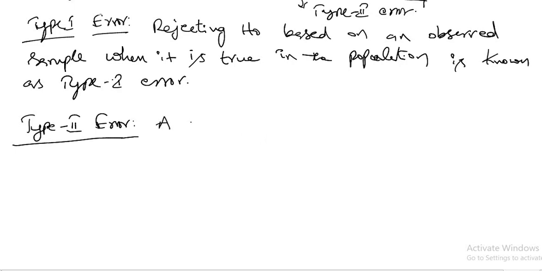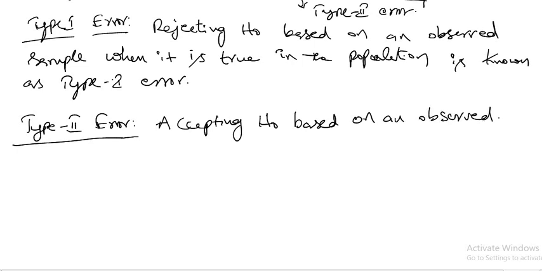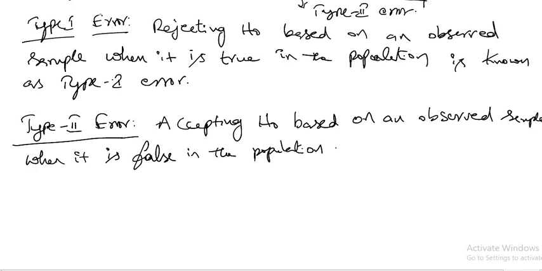Type 2 error: accepting H naught based on an observed sample when it is false in the population is known as type 2 error. Okay, right. Yeah, next.